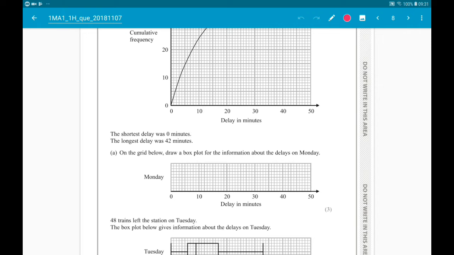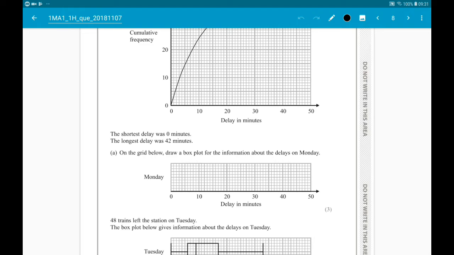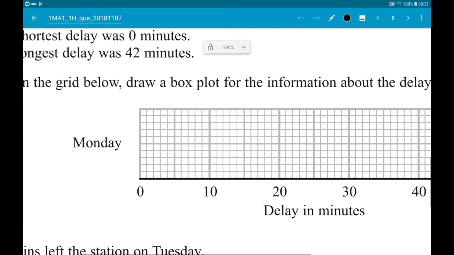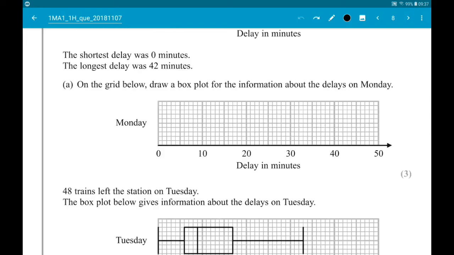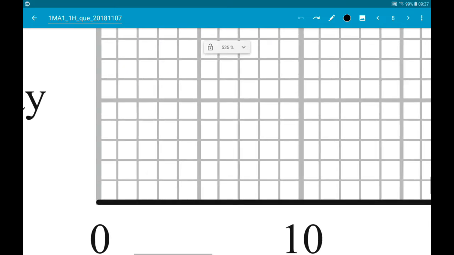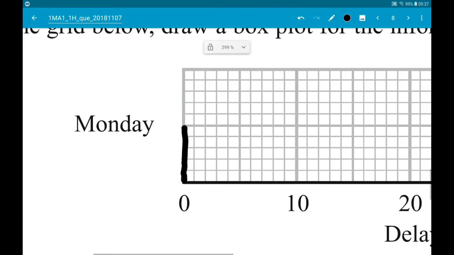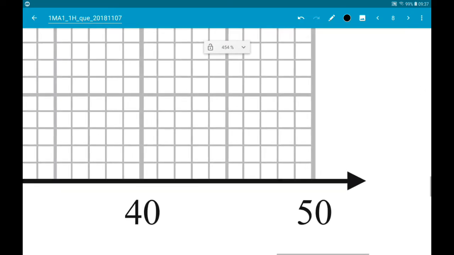Okay, so we have our two whiskers. So they are going to be at 0 and 42 minutes. So it doesn't matter how tall the box is. So I'm just going to use the bottom half. So our left whisker is at 0. And our right whisker is at 42. So each little square is worth 1.